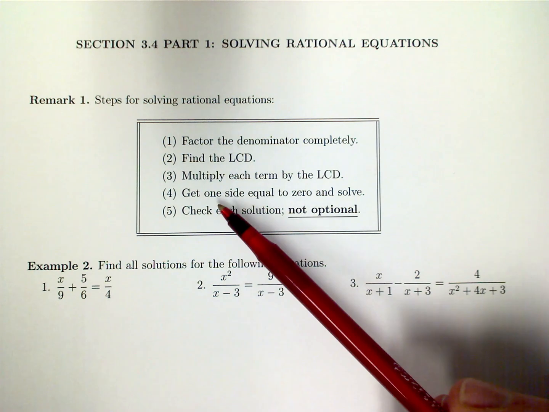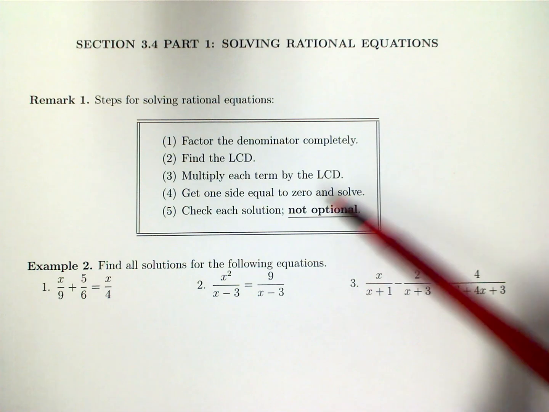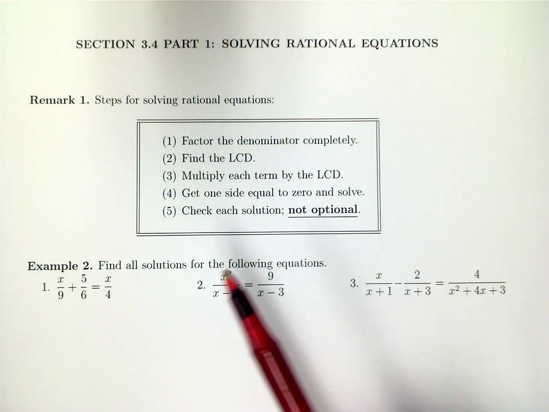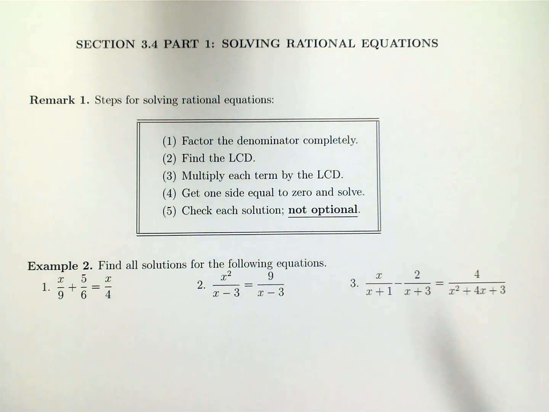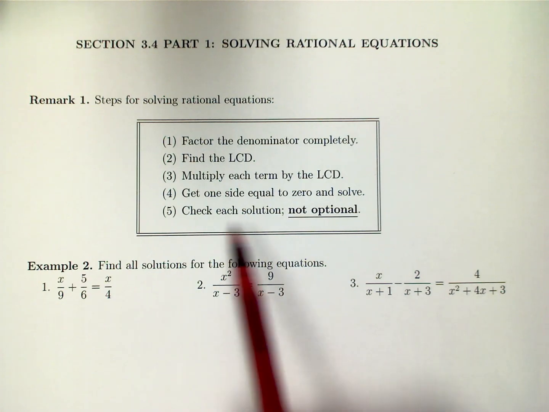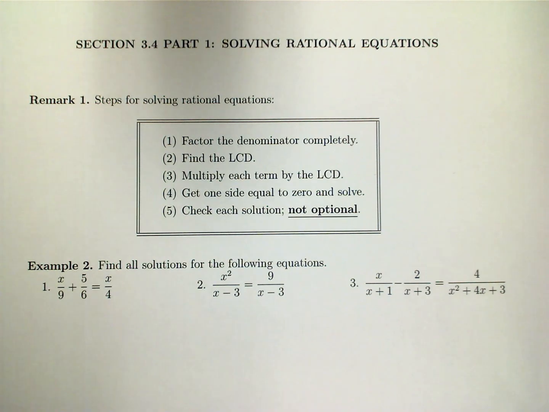Then, depending on the type of equation, you solve. Usually if it's a quadratic, you're trying to get one side equal to 0 and go through those methods. And then, and this is not optional, you need to check your solutions. It's mostly just to make sure that a denominator didn't become 0, because we can't divide by 0. Sometimes extraneous solutions pop up, and we make sure we don't have those by checking. To be clear, checking just means plugging the solution into the denominator and making sure the denominator doesn't become 0. That is what would make the solution not feasible.